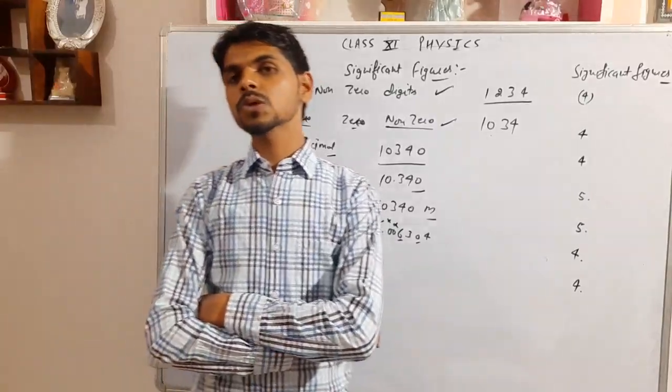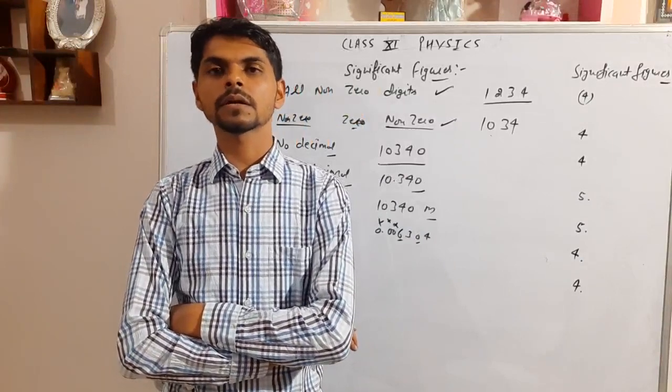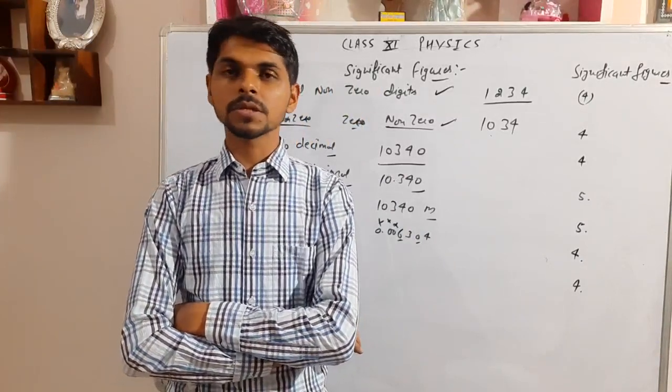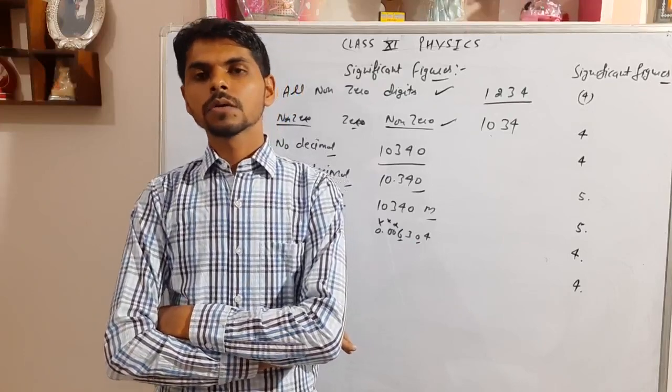So this was all about today's lecture, that is SI unit of angle and significant figures. You get these significant figures in chemistry also. So there are some rules that are common between chemistry and physics.